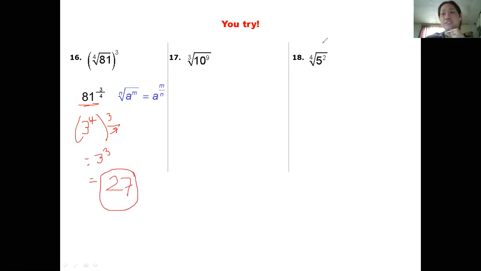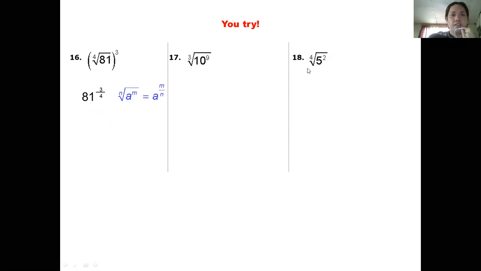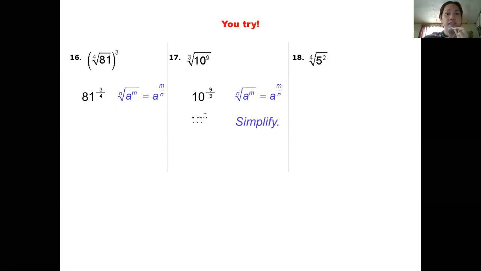That is the reason why I introduced this video discussion: how are rational exponents used to really solve the problems involving radical expressions. So another thing, the cube root of 10 to the power of 9. Rewrite it in the form of fractional exponent, 10 to the power of 9 over 3, and 9 divided by 3 gives you 10 cube, which is equal to 1,000.